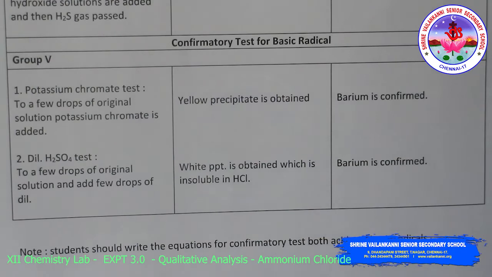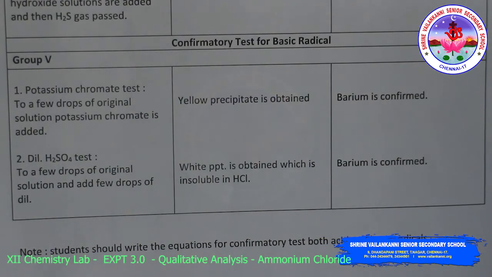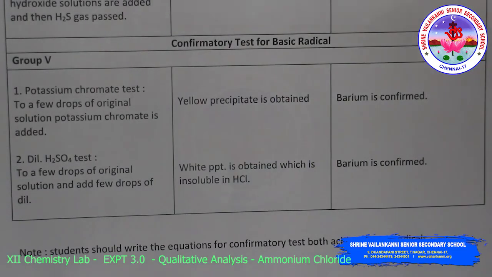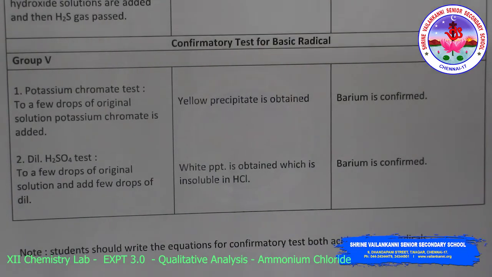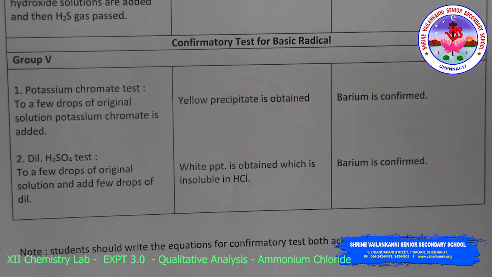So, potassium chromate test: few drops of original solution with potassium chromate, a yellow precipitate indicates barium is confirmed. Dilute sulfuric acid test: original solution with dilute sulfuric acid, a white precipitate is obtained which is insoluble in HCl, meaning barium is confirmed. Okay, so this is the systematic way to write the procedure. After confirmation tests for both acid and base, you have to report the salt. Here barium chloride: barium is the basic radical and chloride is the acidic radical.